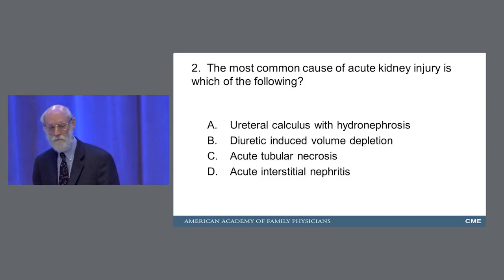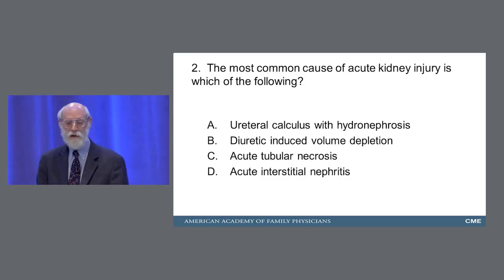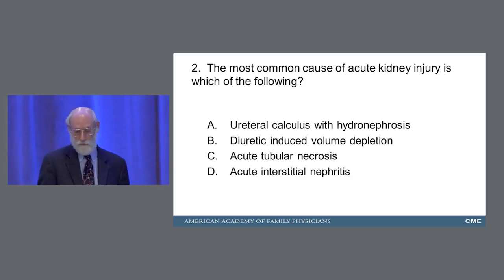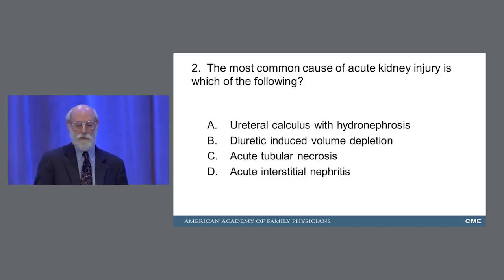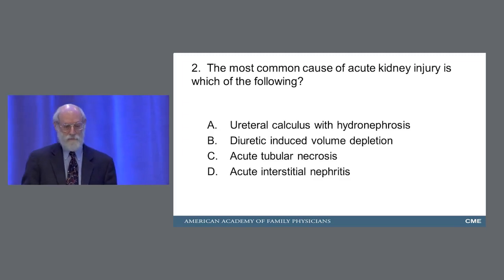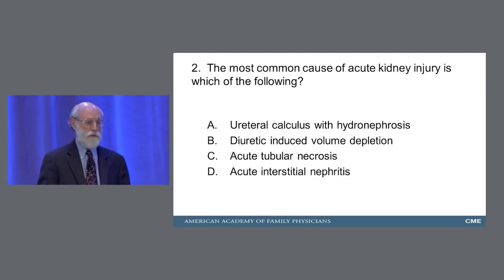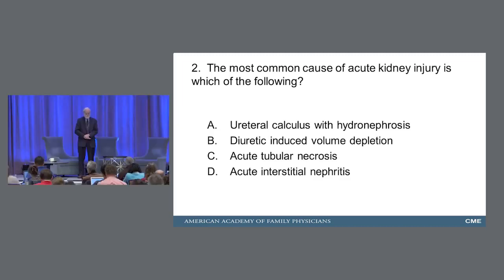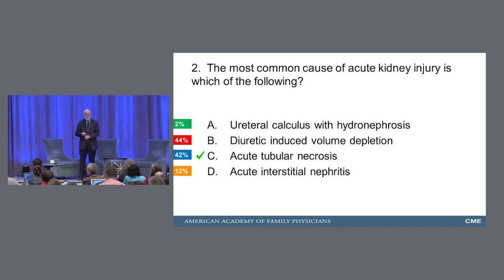Number 2 for you, most common cause of AKI is which of the following? Ureteral calculus with hydronephrosis, diuretic-induced volume depletion, ATN, acute tubular necrosis, or acute interstitial nephritis. Let's see if we can get 2 for 2 here. This is a tough one. Most groups do not get this. And you didn't get this either, but you were close. The answer is C, acute tubular necrosis.